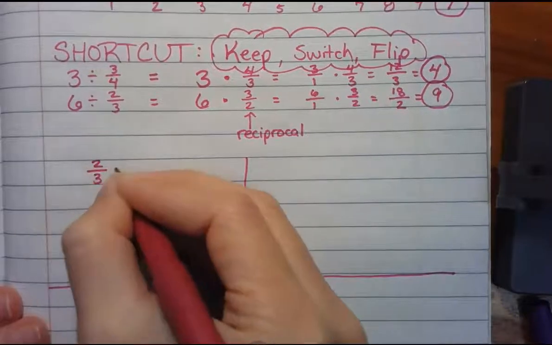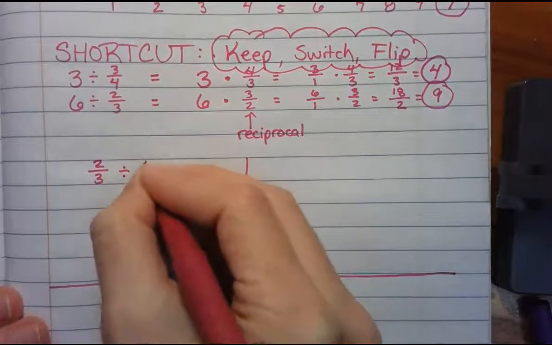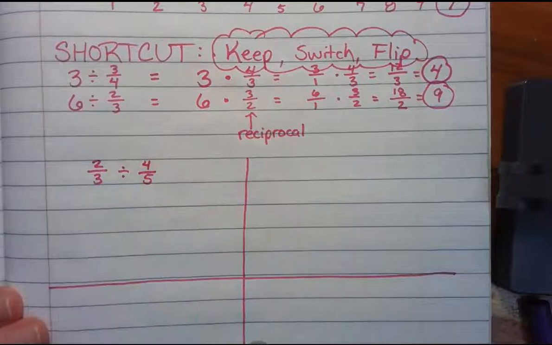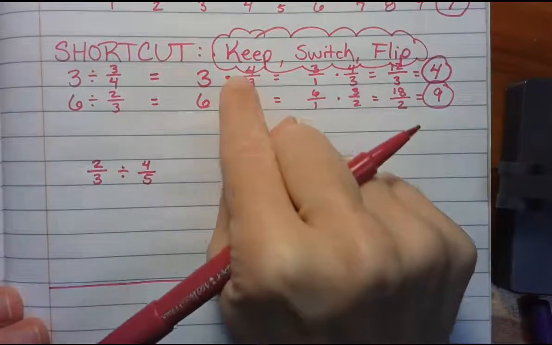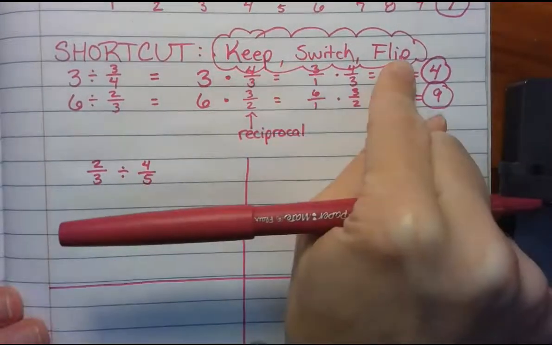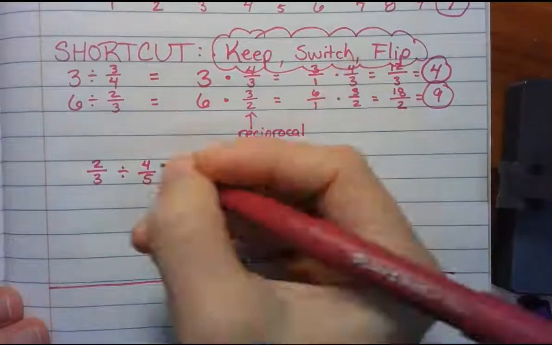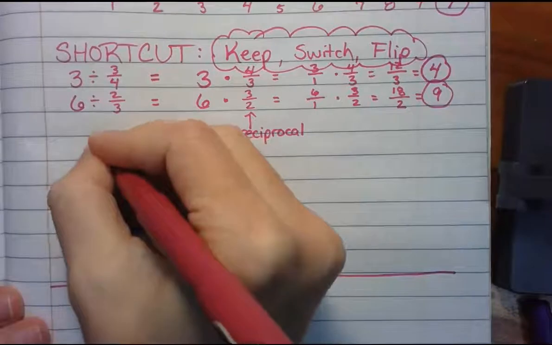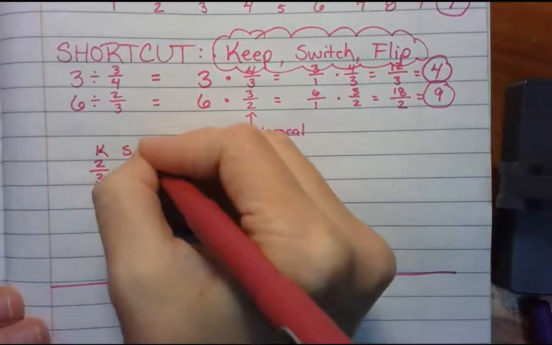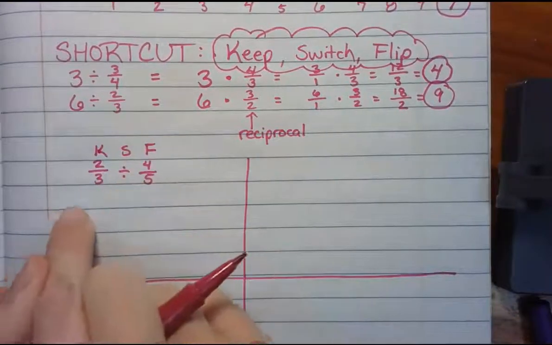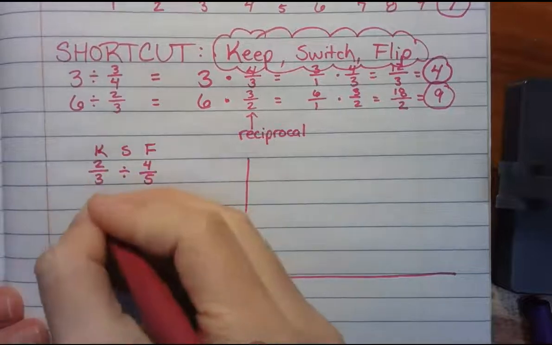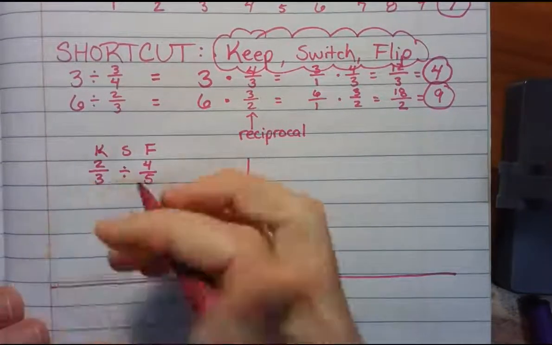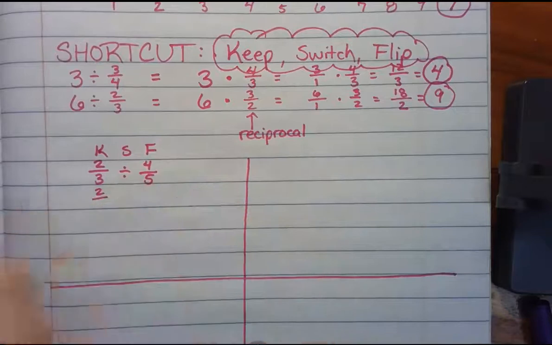So let's do 2/3 divided by 4/5. Now, I like to write a short way of saying this, which is KSF: keep, switch, flip. So one way I like to remember is when I see that division bar, I'm automatically going to write those letters above my division problem to help me remember what I'm supposed to be doing. So of course, we're going to keep, again, the first number. So the first fraction does not change.